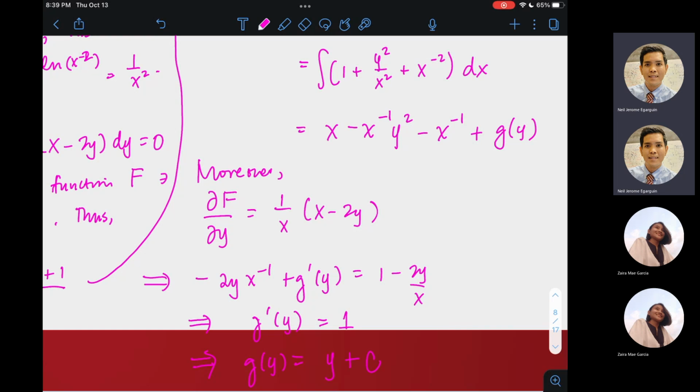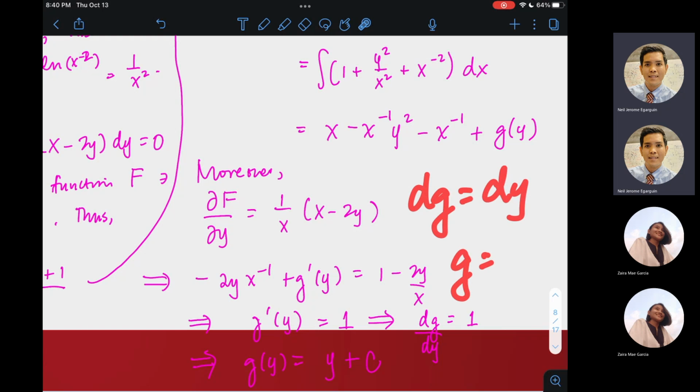So kung hindi clear kung ano yung nangyari before, you can add additional step here. Anong additional step? Susulat mo muna yung dg over dy equals 1. Yun yung derivative ni g with respect to y. Equal daw siya kay 1. Then multiply dy to both sides. So magkakaroon ka lang ng dg equals dy. Integral nito ay g equals y plus a constant c.